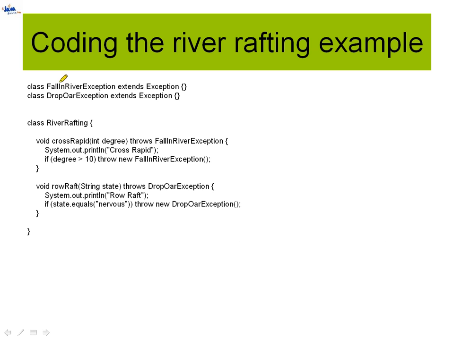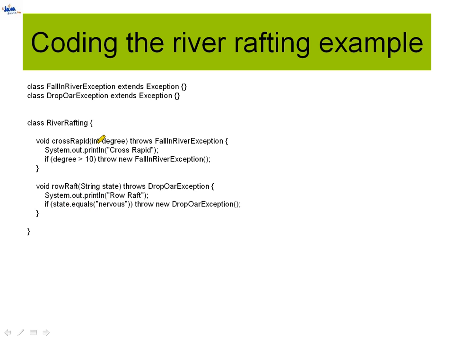We have two custom exceptions, FallInRiverException and DropOarException. Both of them extend Exception. Then you have class RiverRafting. The method crossRapid would throw an exception, FallInRiverException, if the degree of the rapid that you're crossing is greater than 10. And the rowRaft method will throw an exception if the state equals nervous. So we have only one condition each for these methods when they throw an exception.